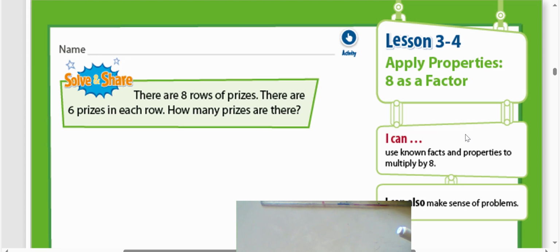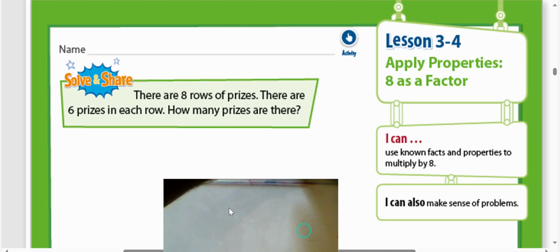64 can be divided by 8, then 8 is a factor of 64. Okay, and also 16 can be divided by 8, then 8 is a factor of 16. In this example here, look with me, there are 8 rows of braces. There are 6 braces in each row. How many braces are there?